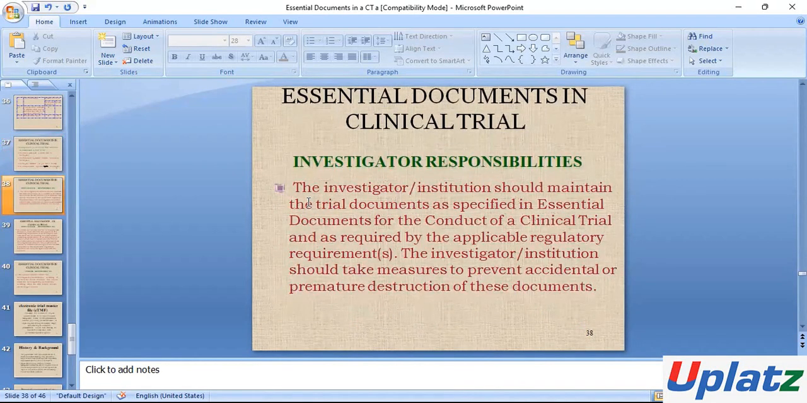Now, what is the responsibility of investigator in this? Now, the investigator or institution should maintain the trial documents as specified in essential documents for the conduct of clinical trial and as required by the applicable regulatory requirements. The investigator or institution should take measure to prevent accidental or premature destruction of these documents.